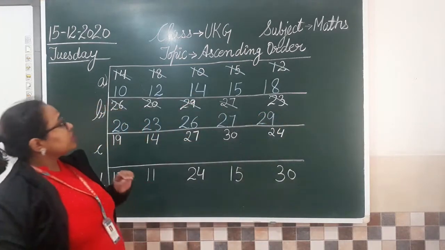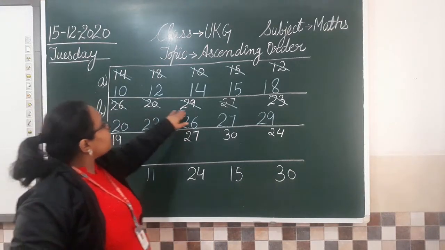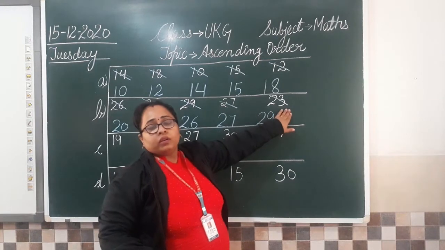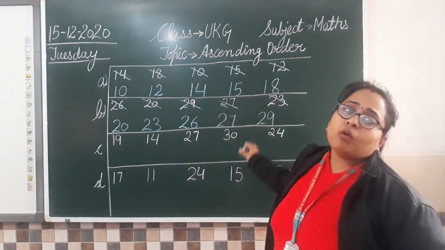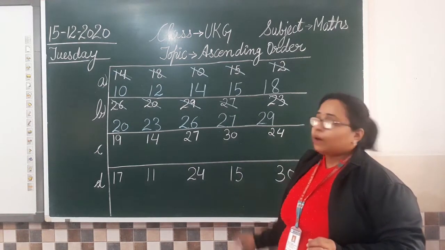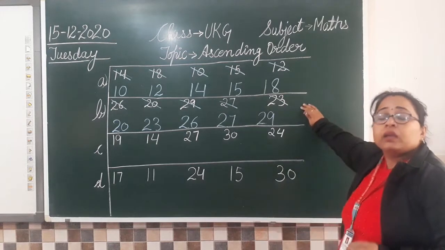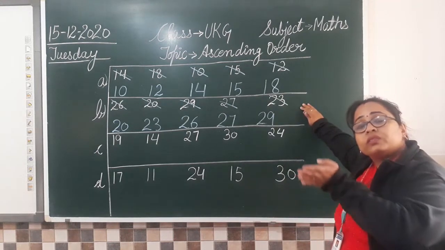And after this, just have a look. Give a check whether all the numbers are cut or not. If all the numbers are cut, that means we have written down all the numbers. We have not missed any of them. हमने सारे numbers को copy कर लिया है. Proper ascending order में लिखा है. That is smallest to biggest.